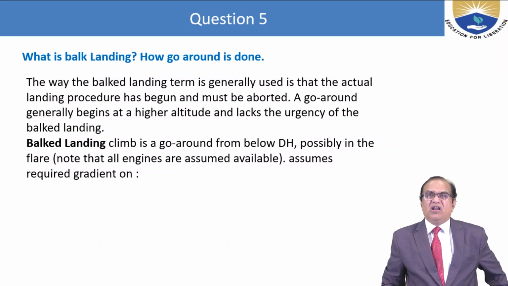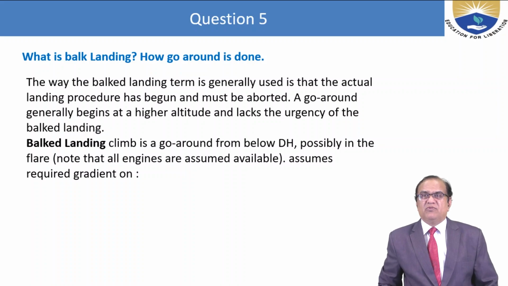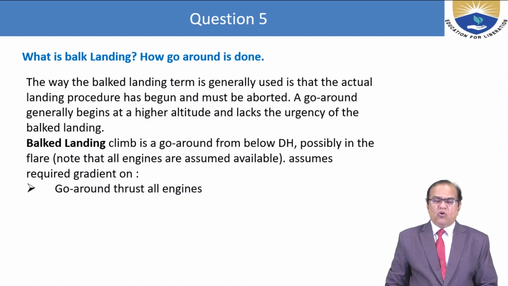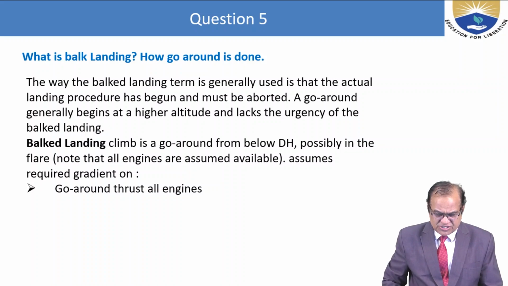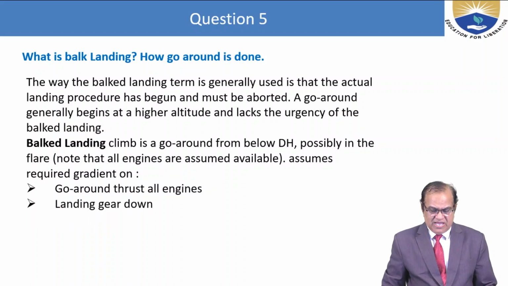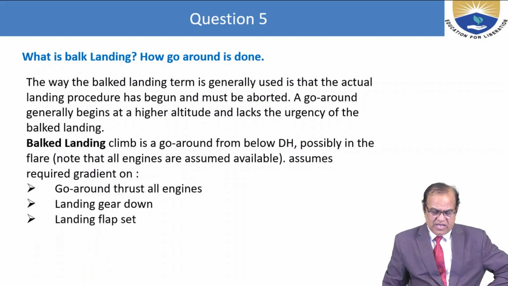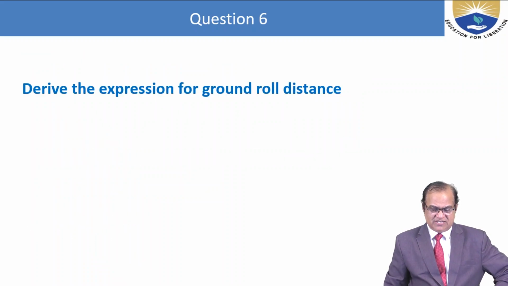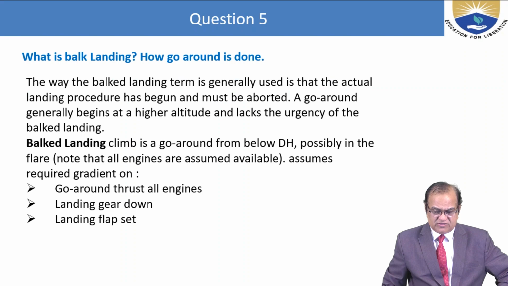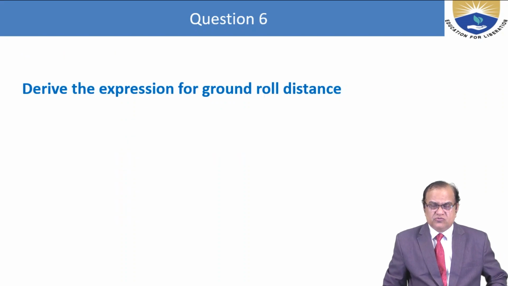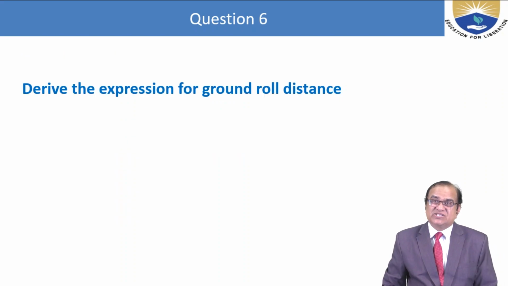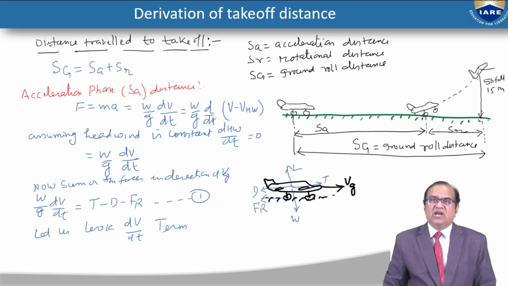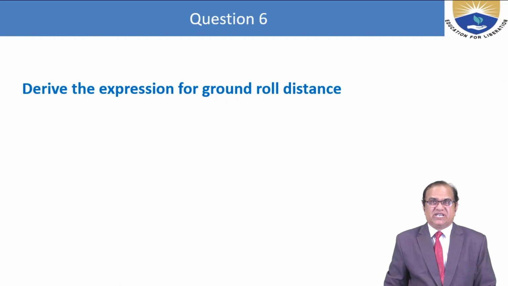Note that all engines are assumed available, with the required gradient assumed. Go-around thrust on all engines, landing gear down, landing flaps set. So these things are all done. Now I will go for the sixth question: derive the expression for the ground roll distance.